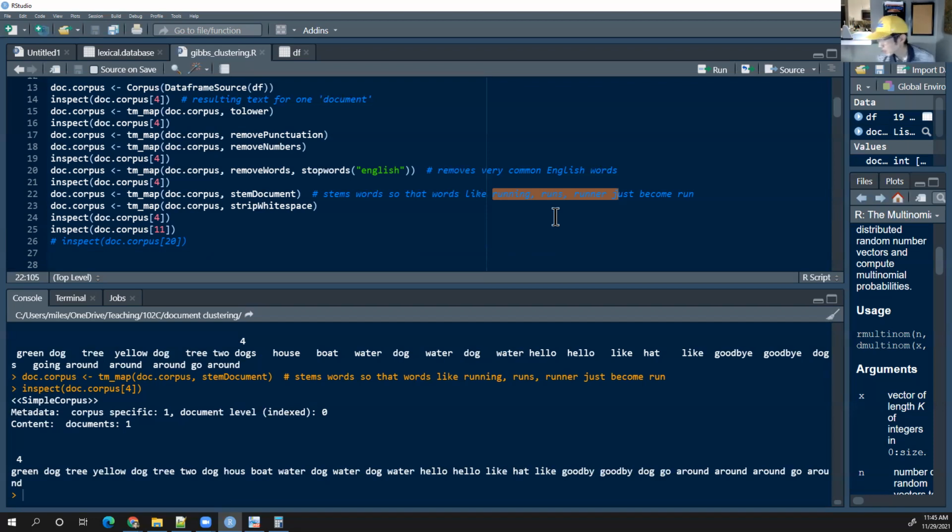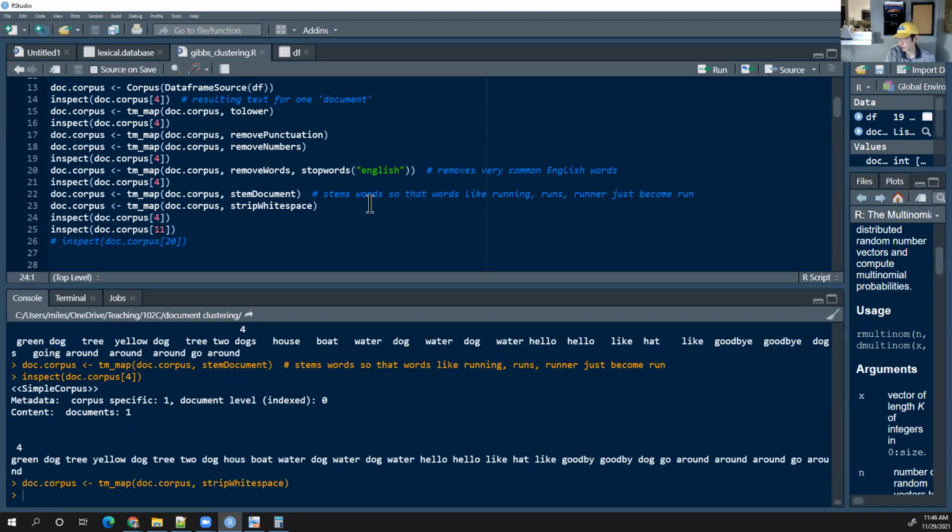And it's all internal to this TM package, you know, how it stems things, and it does some weird things, right? Like goodbye, it drops the E, I guess. Goodbying, I don't know if that's a word, goodbyes or something, right? So it does a few things that are a little bit strange, but it'll stem them. So basically dogs and dog will get stemmed to be together. Okay, and then you can also strip the white space.